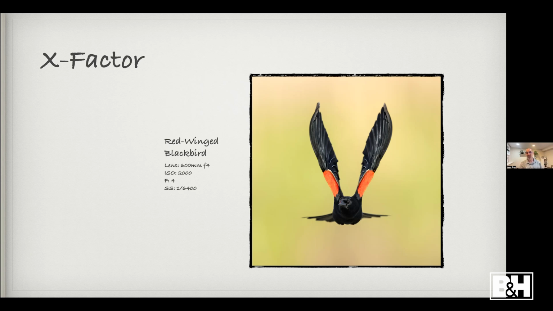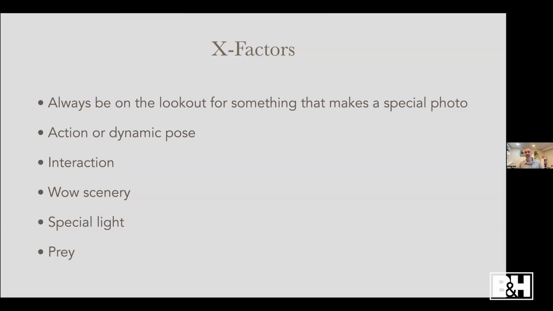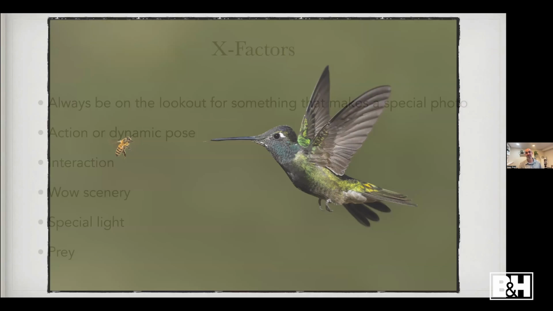And then I'm looking for something else as well, what I'm calling an X factor. Always looking out for something that can make the photo special. Maybe it's action or dynamic pose. Maybe it's an interaction between species. Maybe it's some sort of just beautiful scenery or special light conditions or prey item. So we'll go over a few last examples.